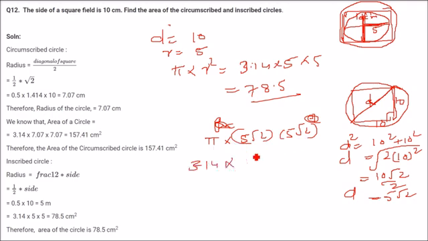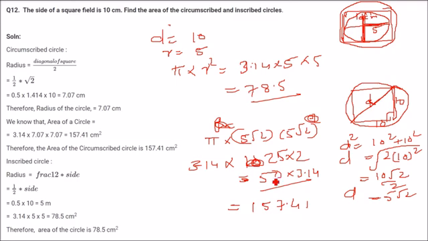Pi is 3.14, and 5 into 5 is 25. Root 2 into root 2 is what? 2. So you get 50 here. 50 into 3.14 is going to come as 157. So this is the area of the circle.